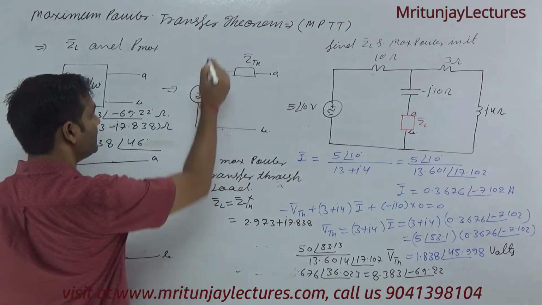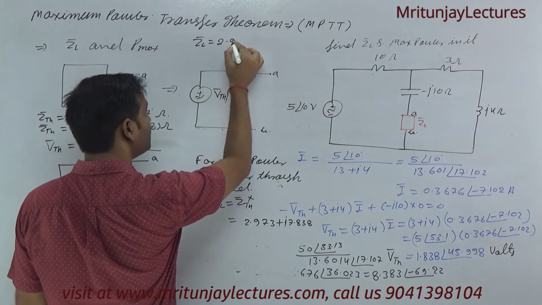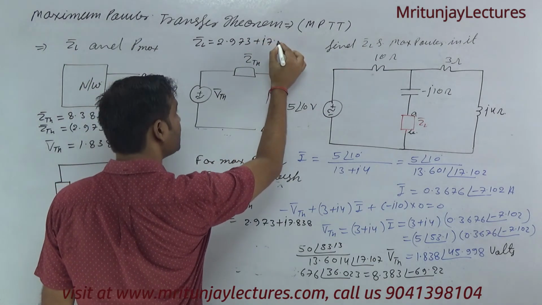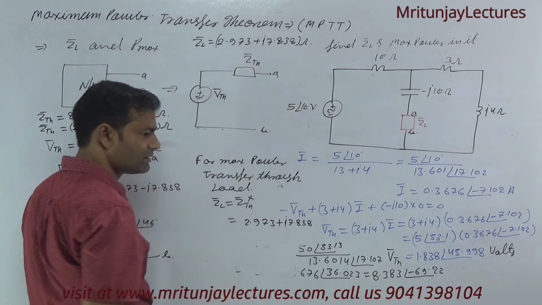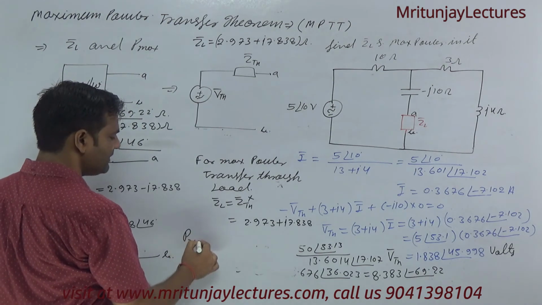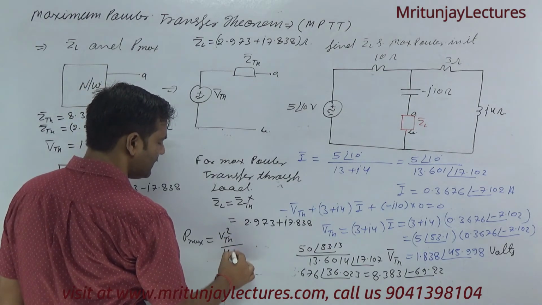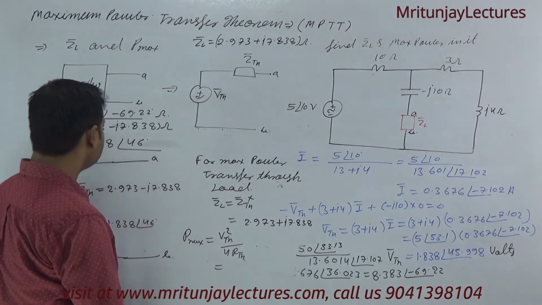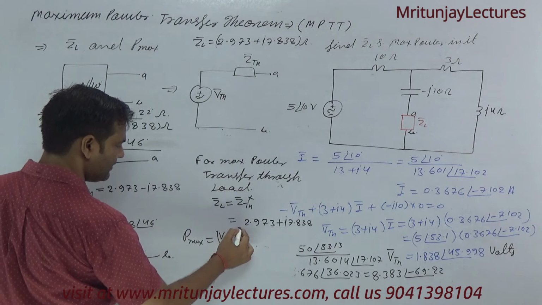So what about ZL? That is 2.973 plus j7.838 ohm. This is the final answer. After that, our next target: what about Pmax? I know that Pmax is equal to VTH square divided by 4 RTH. And VTH is taken in magnitude only.